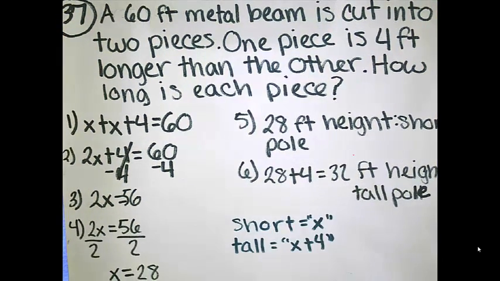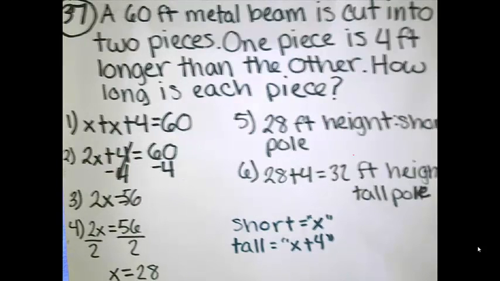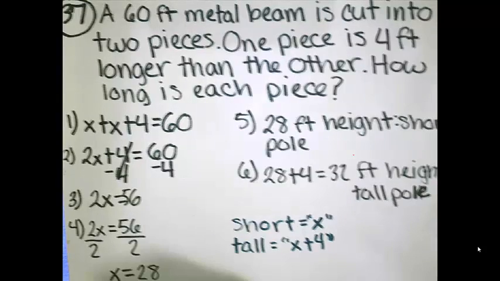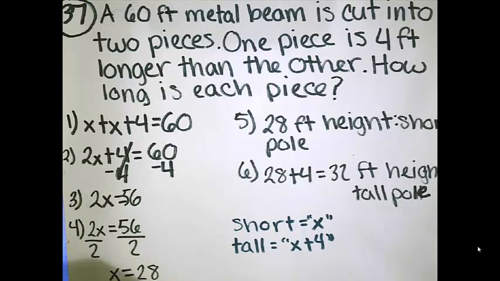A 60-foot metal beam is cut into 2 pieces. One piece is 4 feet longer than the other. How long is each piece? Since we don't know the length of either piece, we call one of them x. And since one piece is 4 feet longer than the other, we add 4 into the equation. So it would be x plus x plus 4 equals 60.